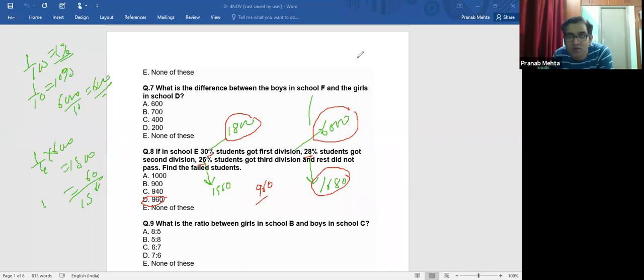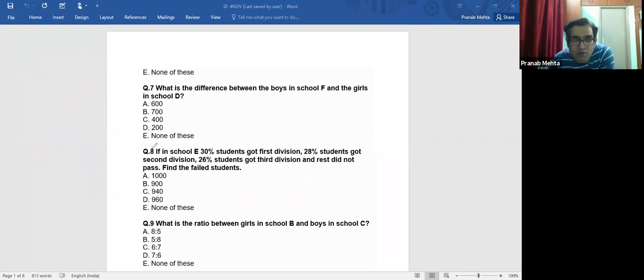We know that total students is 6,000. Out of 6,000, the number of students who have passed is 30 plus 28 is 58, and 58 plus 26 is 84%. So the remaining 16% has failed. 16% of 6,000 is 16 into 6 is 96. Sorry, 960. Just mark the answer. Okay, let us go with the next one.